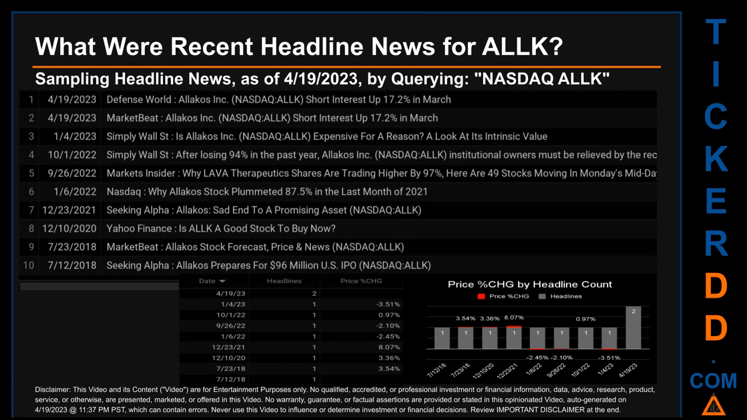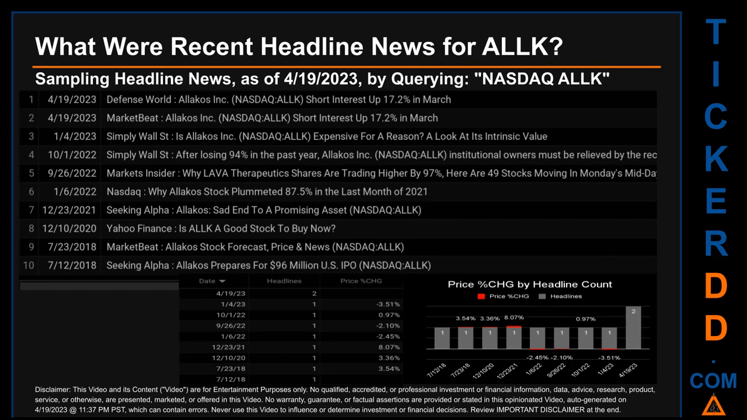What were recent headline news for ALLK? Today, Wednesday, April 19, 2023, I sampled one of our news aggregators for latest headlines for this ticker. I did so by searching specifically by a keyword that may appear, broadly, in the title or the body, of discoverable news articles. The keyword that I used was a combination of the exchange and the ticker symbol, NASDAQ: ALLK. The results show 10 unique headlines, published across 9 unique dates.